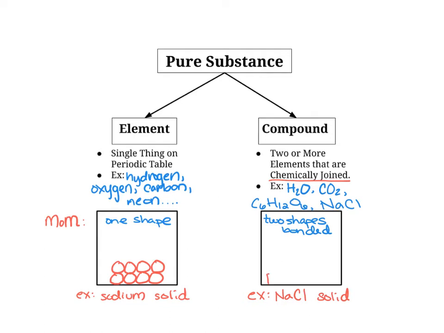So in this case, I'm going to do a square, and then to show that bond, I'm going to draw that line connecting it to another shape. So in this case, I'm going to do a circle that's filled in. So that represents one molecule of salt. So one square bonded to one circle is one molecule of salt.